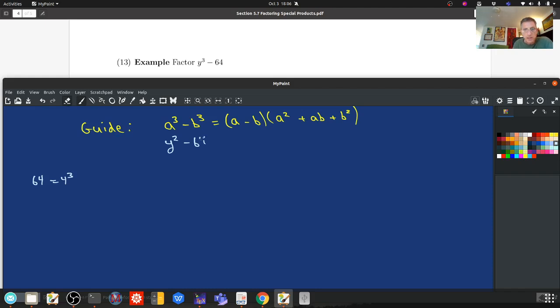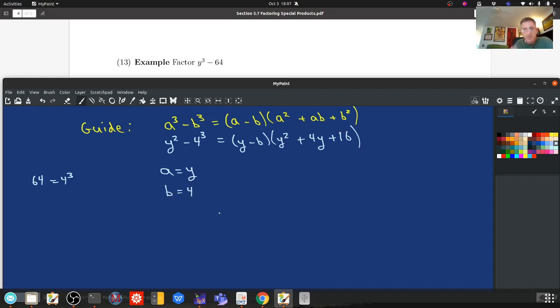So I'm going to erase my 64, and I'm going to add in the knowledge that 64 is 4 cubed. So if you need to down here, you can identify your a, which is y, and your b, which is 4. So that's equal to y minus 4 times y squared plus a times b, which is y times 4, but we're going to write 4 times y, because we always put the coefficient in front, plus our b squared, and b is 4, and 4 squared is 16.